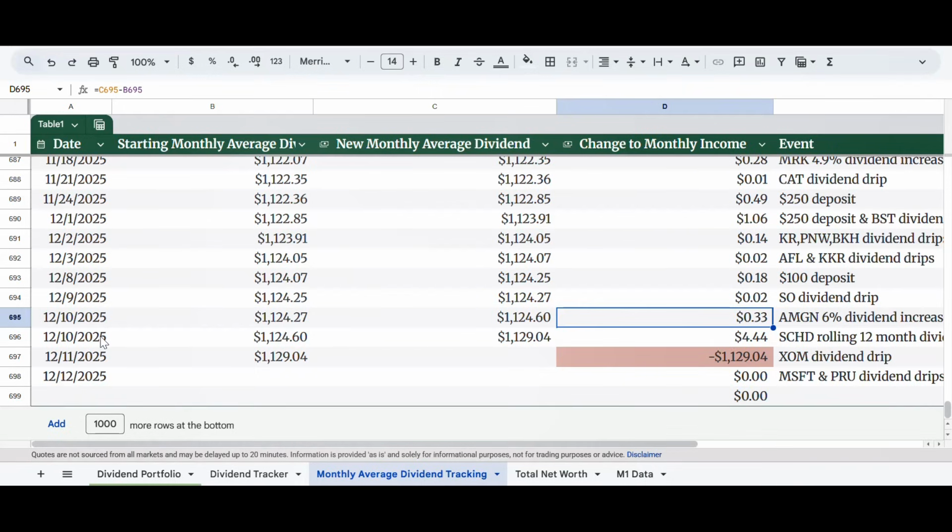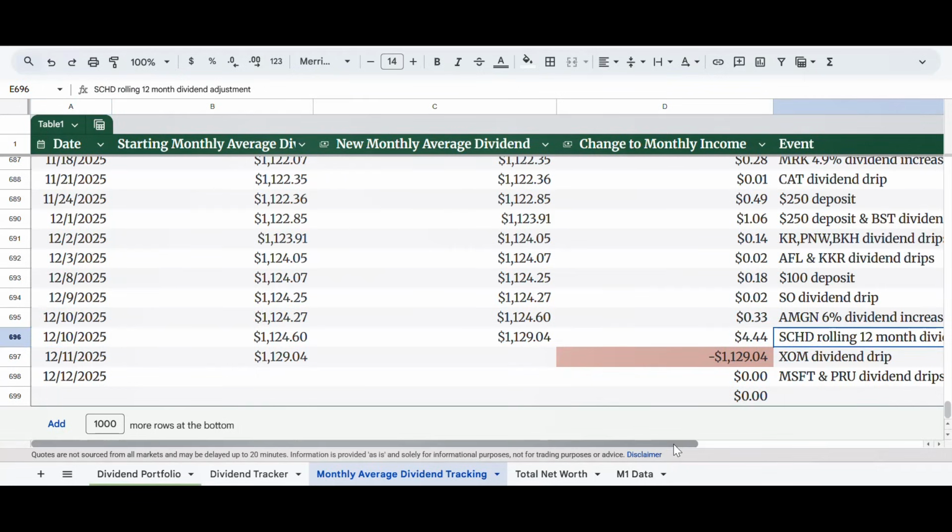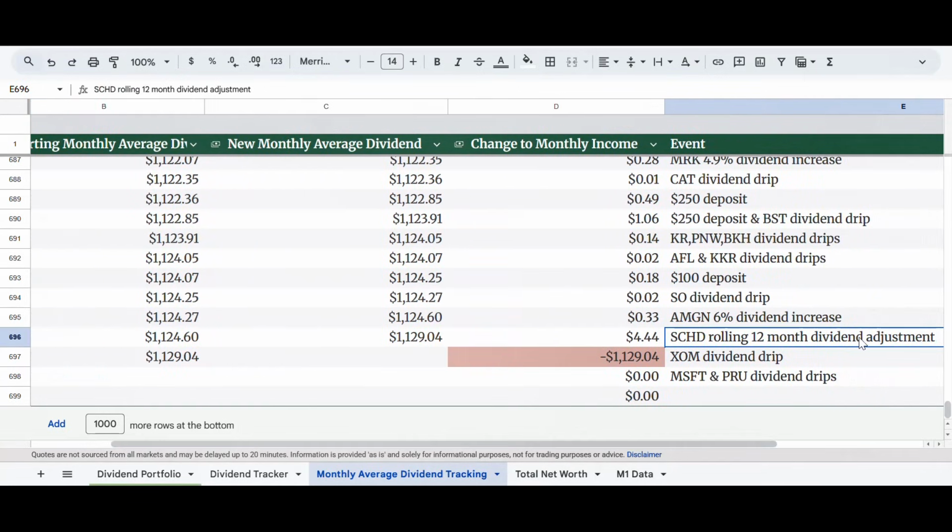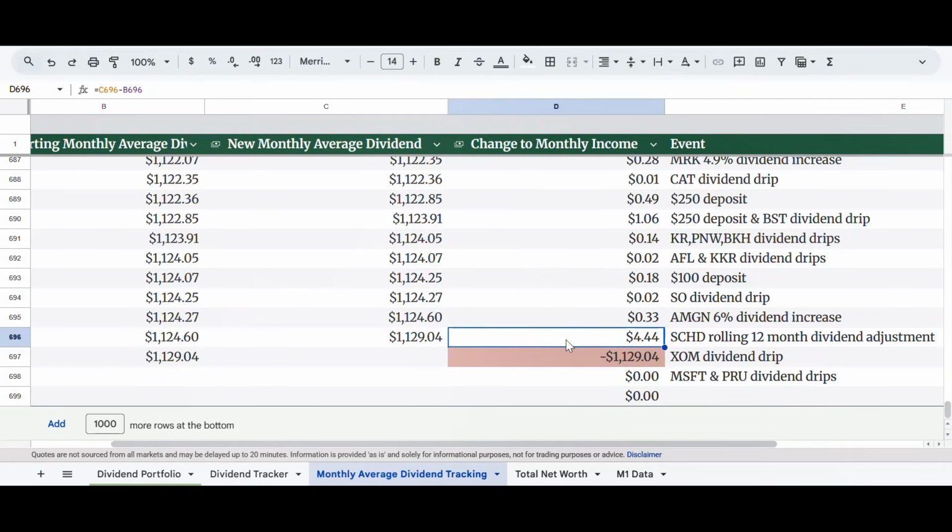But the big one that hit, of course, was SCHD with their change to the rolling 12-month dividend adjustment, adding an additional $4.44. And this was not even because of a deposit. This is just because of the dividend increases. So we can see here just an additional $4.77 I'm going to receive every single month as a result of that SCHD dividend.